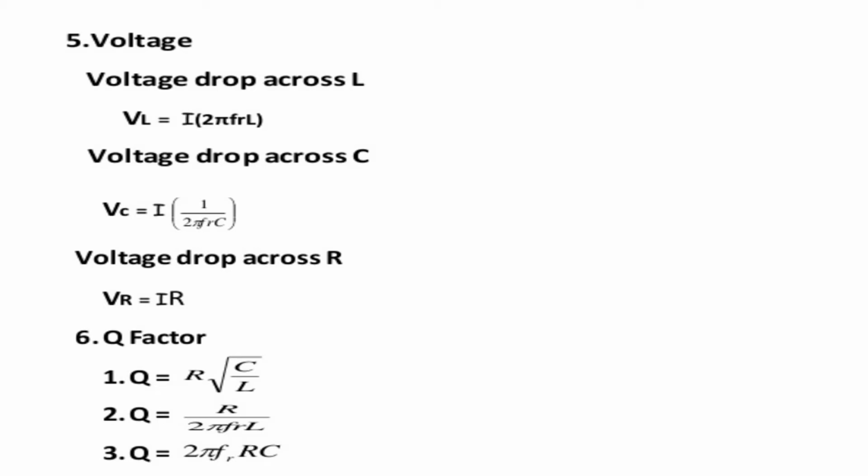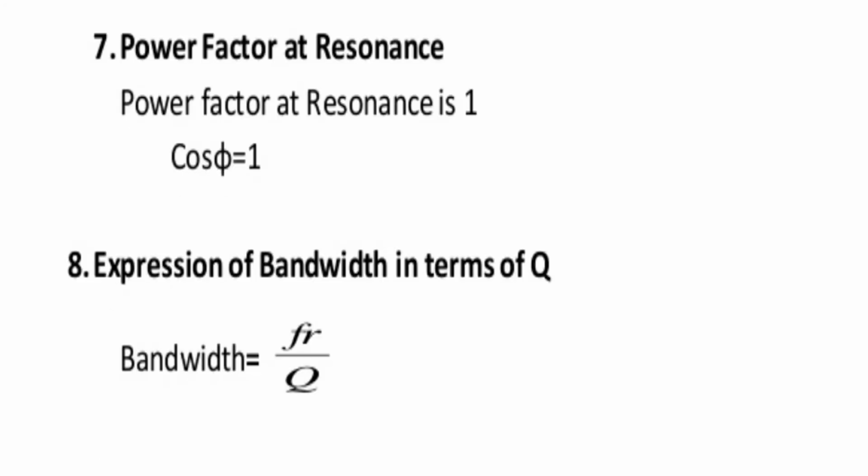Now Q factor. Q equals R under root C by L, or equals R upon 2 pi Fr L, or equals 2 pi Fr RC. Power factor at resonance is 1, meaning cos phi equals 1. Unity power factor. Expression of bandwidth in terms of Q: bandwidth equals Fr upon Q.